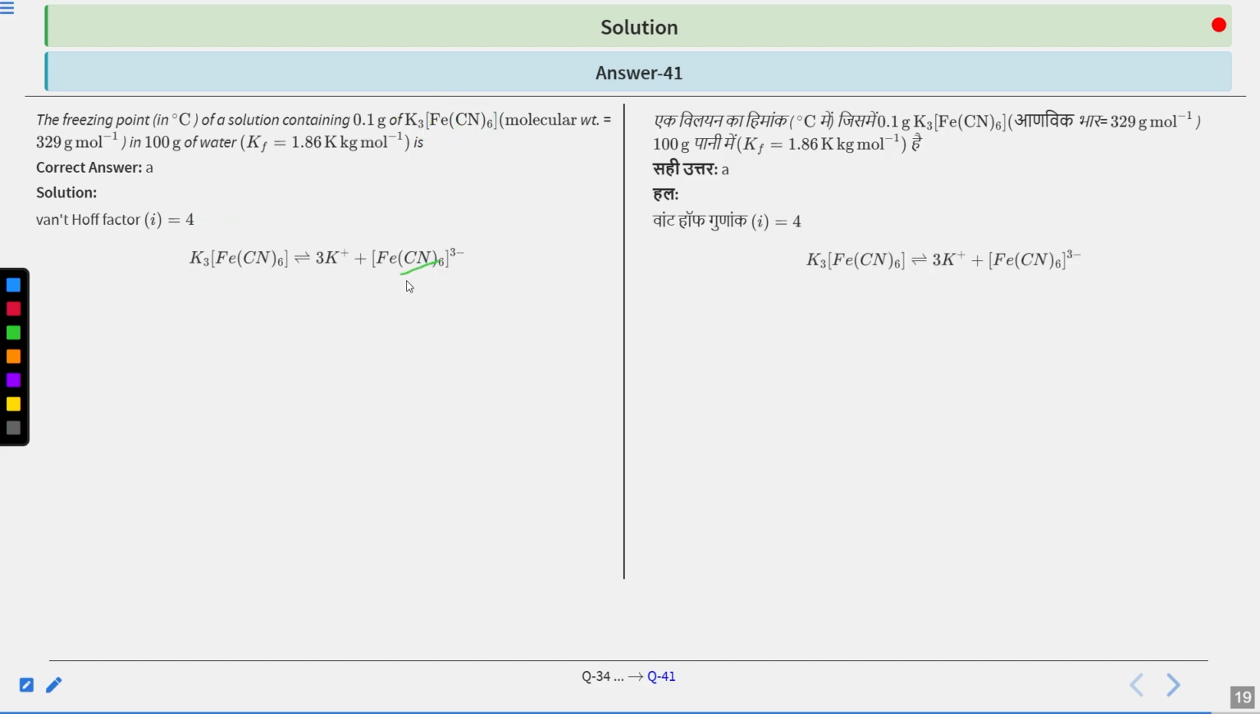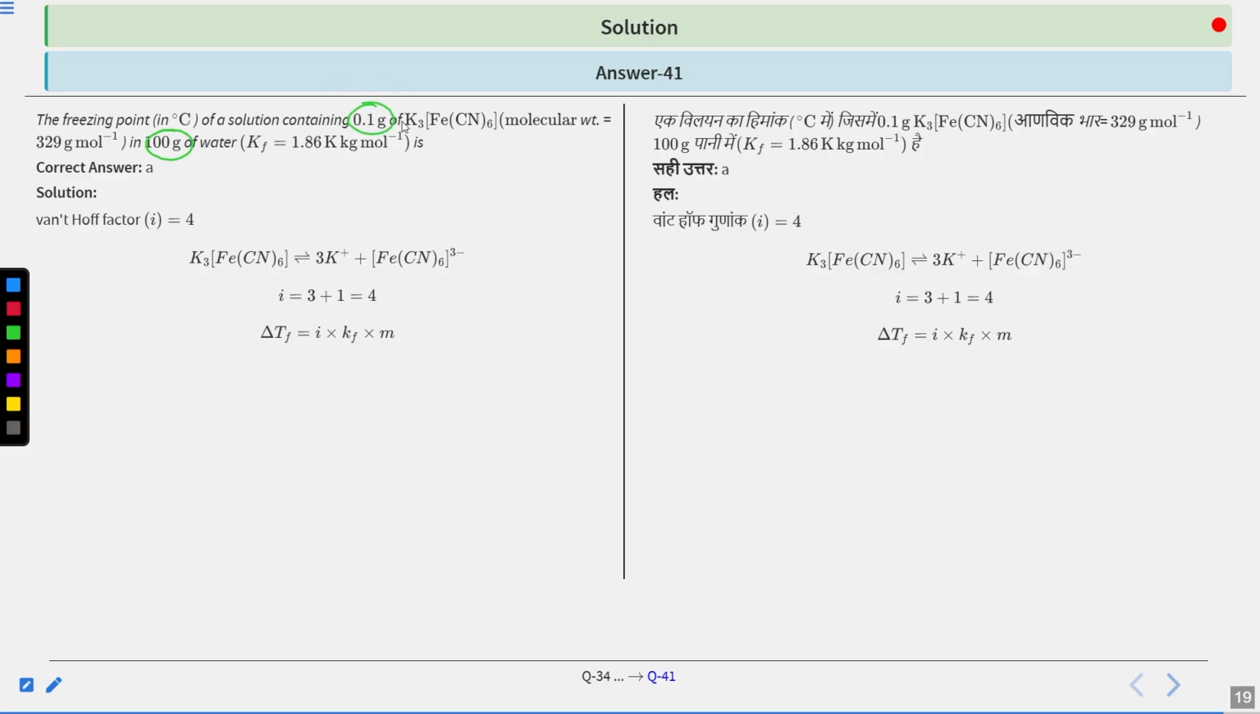This is explained with the help of this equation written here. So i is equal to 4. Now we know that ΔTf is equal to i Kf m. We put the value of i. Kf is given; capital K will be here, that would be more appropriate. So we put 1.86 here. What will be the molality? The molar mass is given as 329 gram, and the mass is given. Molality is the number of moles dissolved per kg of solvent. So you will convert this gram into kg, and convert this gram into mole, then divide both of them.